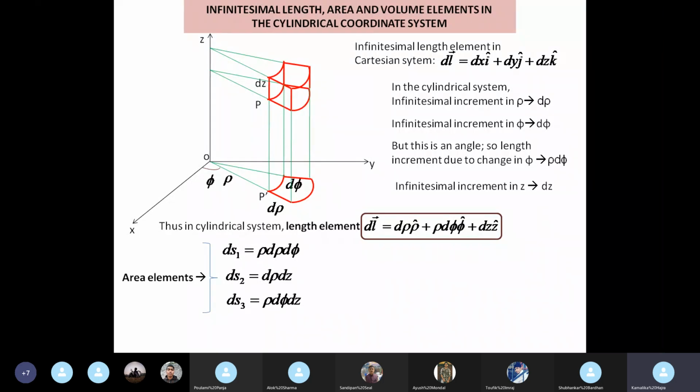So there are actually six area elements: top, bottom, front, back, right, and left, which are denoted by rho d rho d phi, d rho dz, and rho d phi dz. Okay, have all of you been able to identify the area elements? Do you want me to repeat it once more?